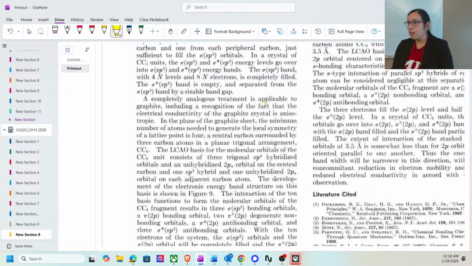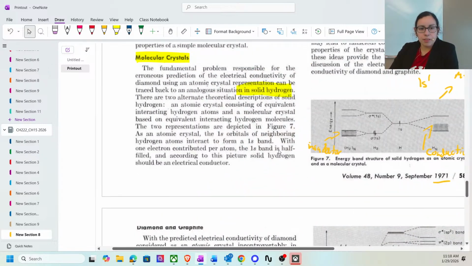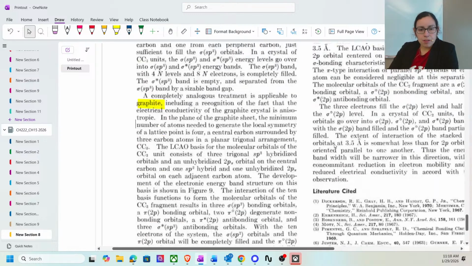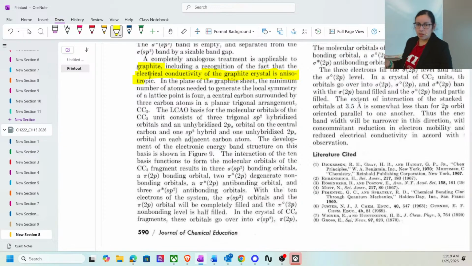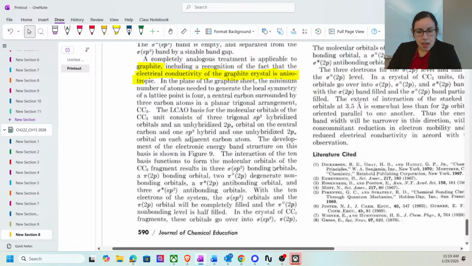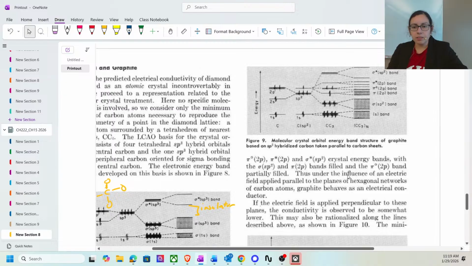So it says, okay, let's try this with graphite, because we want to make sure that this molecular treatment is correct, our molecular solid versus the atomic one. So seeing if this is correct, let's look at another property. It mentions that the electrical conductivity of graphite crystal is anisotropic. That means it only goes through a certain plane. We can skip to the good part over here, where they've drawn it out.